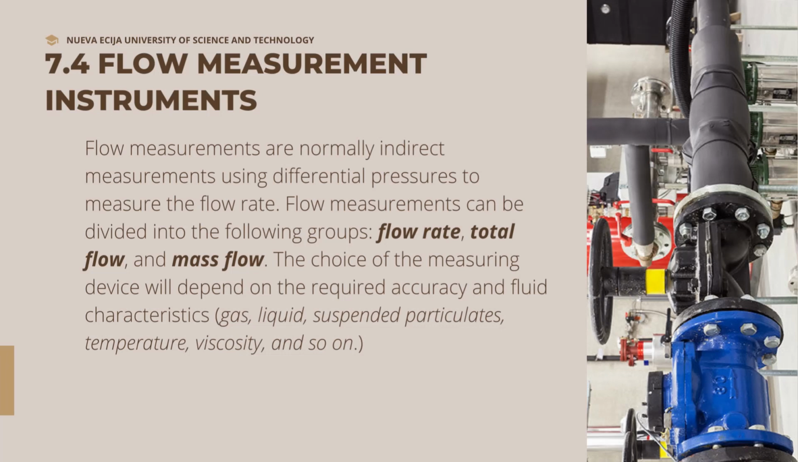7.4 Flow measurement instruments. Flow measurements are normally indirect measurements using differential pressures to measure the flow rate. Flow measurements can be divided into the following groups: flow rate, total flow, and mass flow. The choice of the measuring device will depend on the required accuracy and fluid characteristics, like gas, liquid, suspended particulates, temperature, viscosity, and so on.